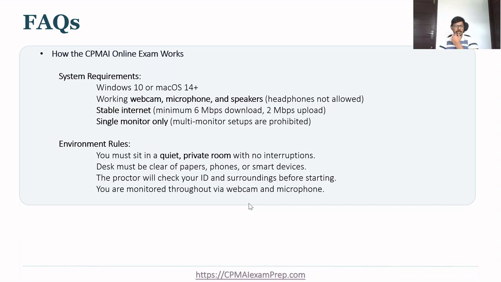Now from the environment perspective, you should sit in a closed, private room, with no interruption from other family members. The desk must be very clean. There should be no phone on the desk or within arm's reach. You will also be monitored through webcam and microphone. The proctor will check your ID card and will allow you to take the exam if there are no signs of cheating or any other malpractices.